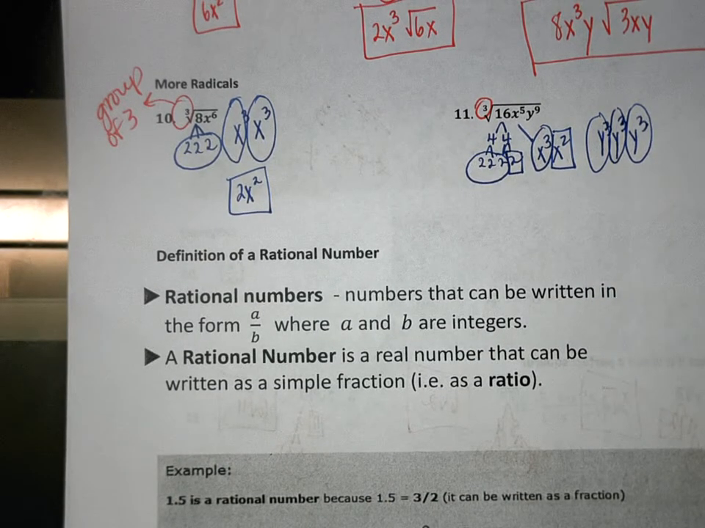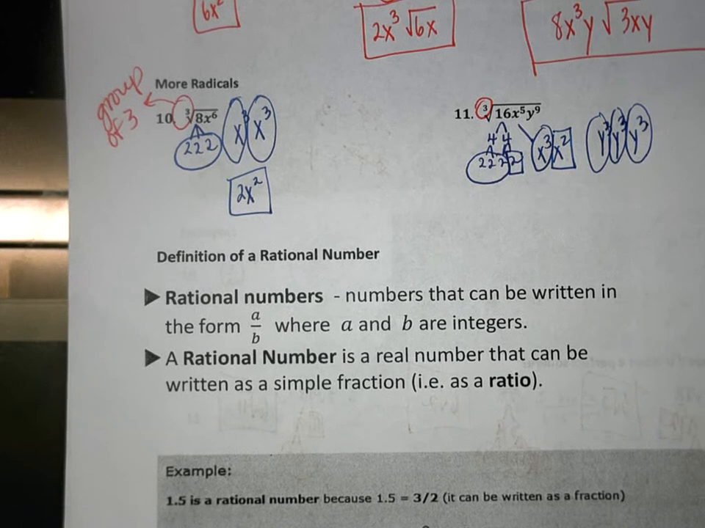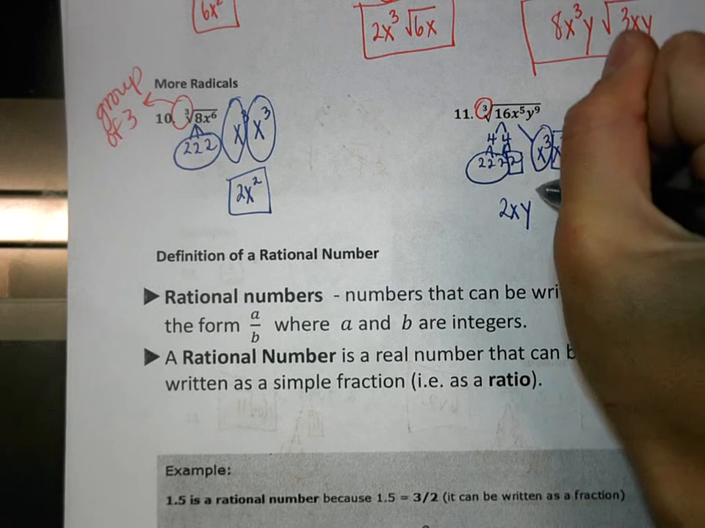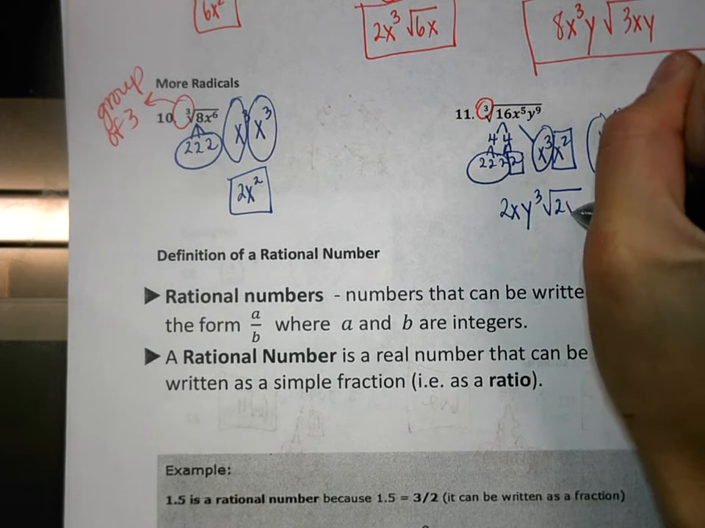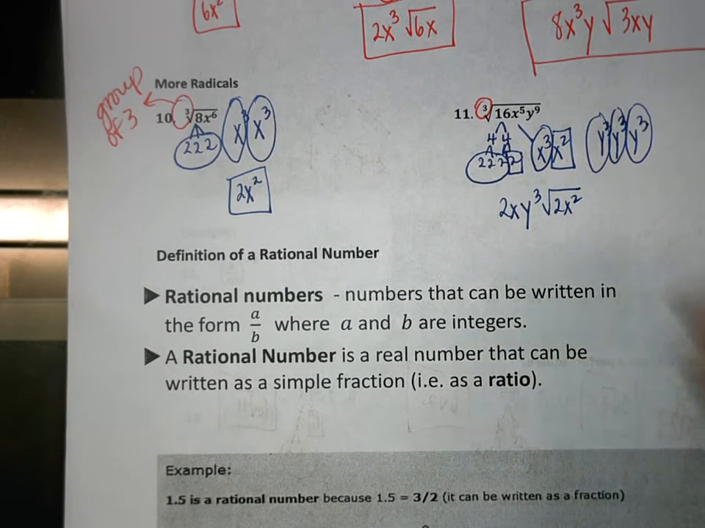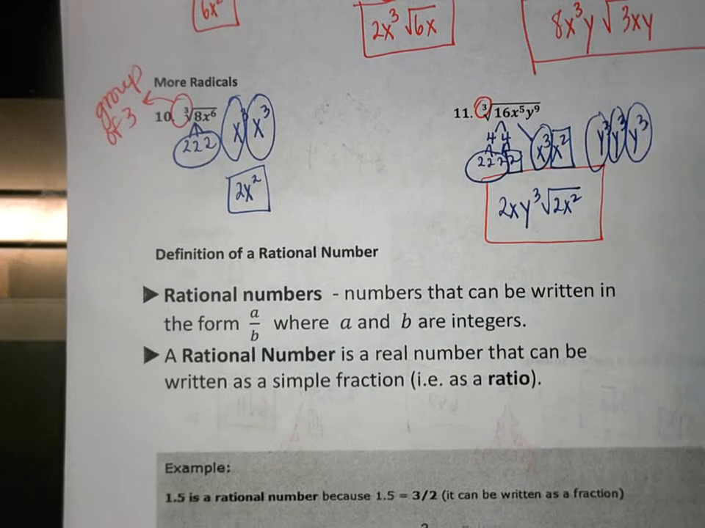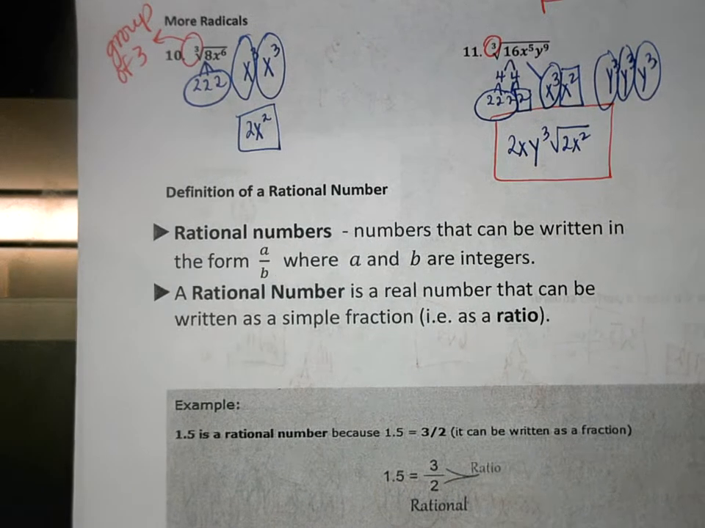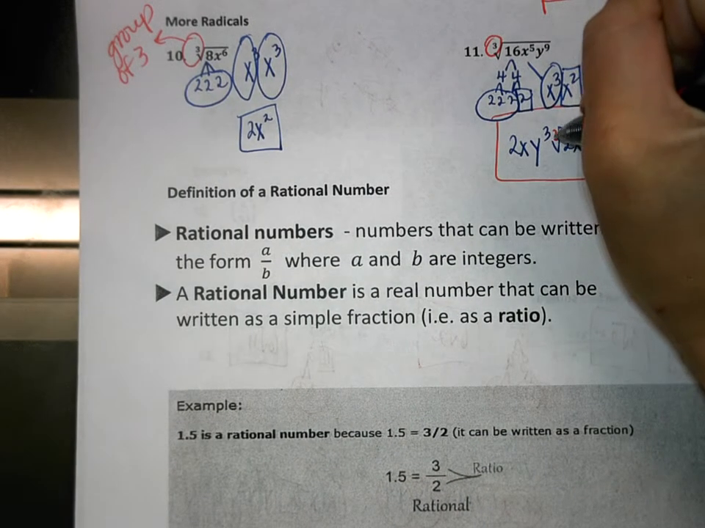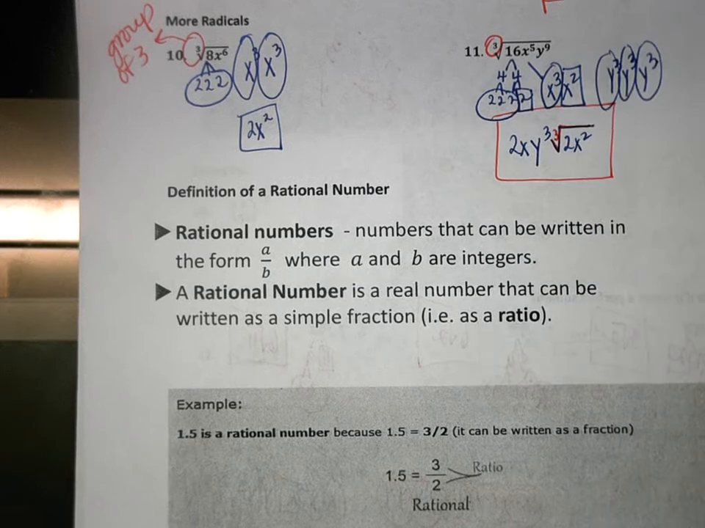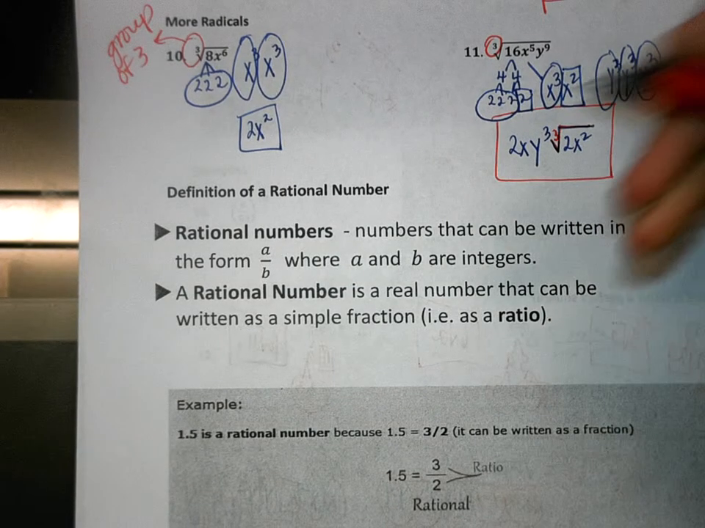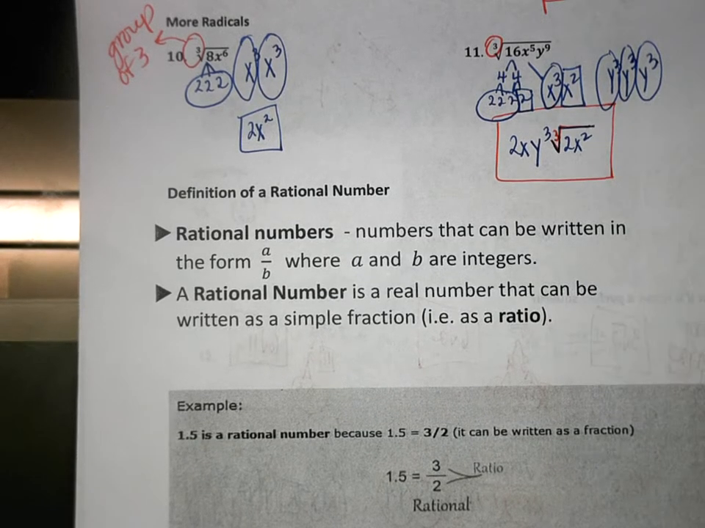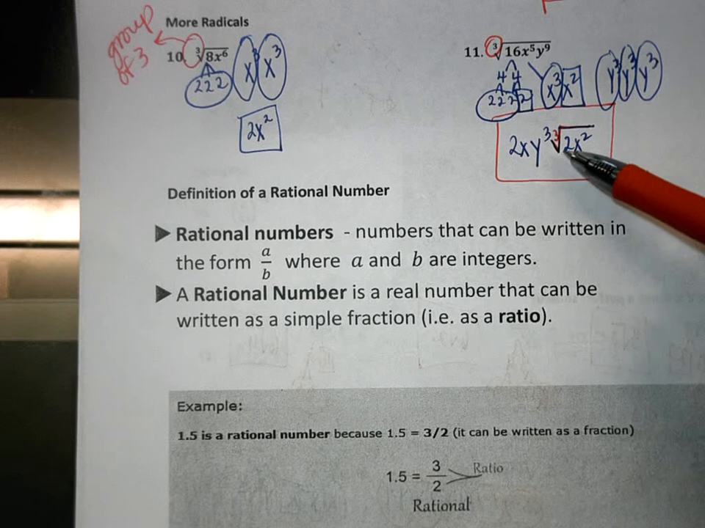Now we have to write this answer. How do I write it? 2x. Oh, and you know what I forgot? Does anybody know? I forgot one little thing. You forgot the 3 on the cube root. The cube root goes right there. Otherwise, if I didn't have that 3 there, it looks like I could take out a group of 2 x's, doesn't it? Because you'd think it's a square root. So if it's a cube root, you have to make sure you write the cube root.